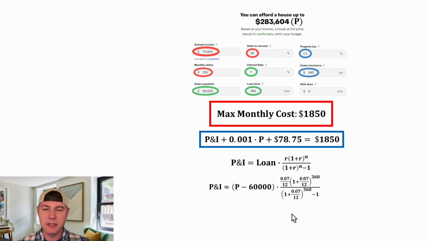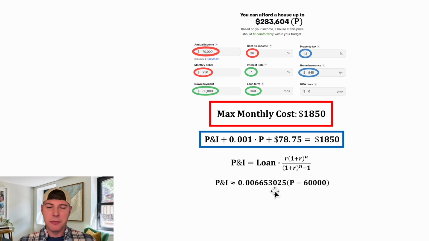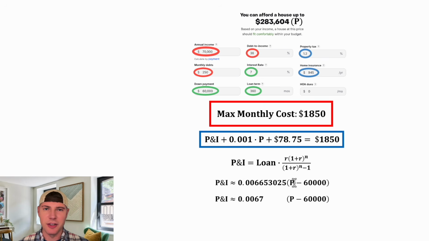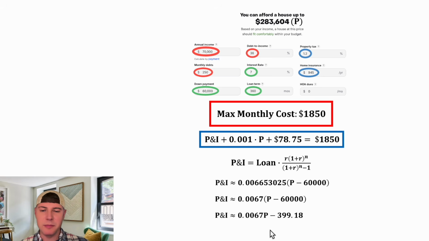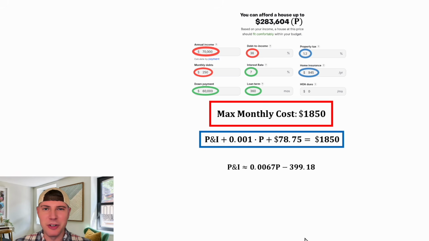And it'll be approximately 0.006653025. Let's rearrange things like this. And then from here, just to save space on the screen, I'm going to round this to 0.006, this number. But for all the calculations, I'm still going to use all this. Next, we can distribute this to both of these, which will give us this times P minus $399.18. And this is our formula for the principal and interest.